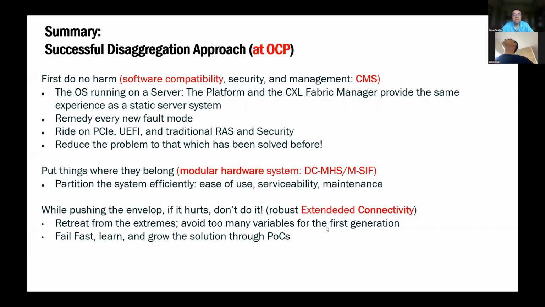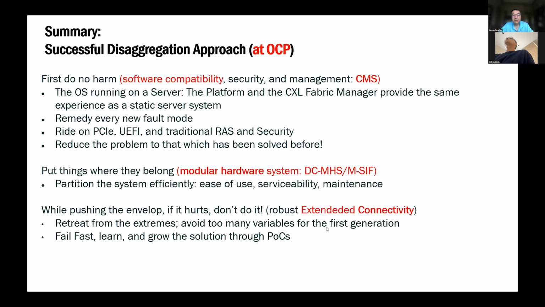So to summarize, on the first, do no harm part, software compatibility is very important. Security and management are paramount. For that, within OCP, there is the Composable Memory System work group that is trying to create a semblance of the same server that used to be before disaggregation. So that is the effort on that side. On the put things where they belong, the modular hardware system team is working on very good, feasible, correct partitioning of the systems and standardization on the interconnect, so once people are done with their designs, devices can be interoperable.